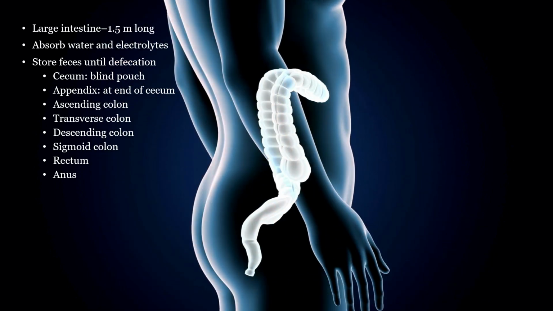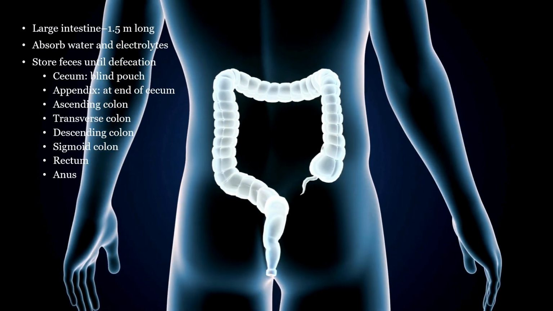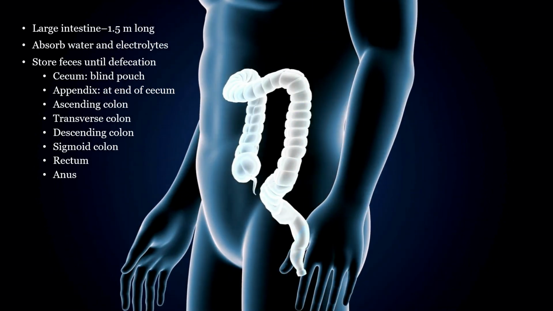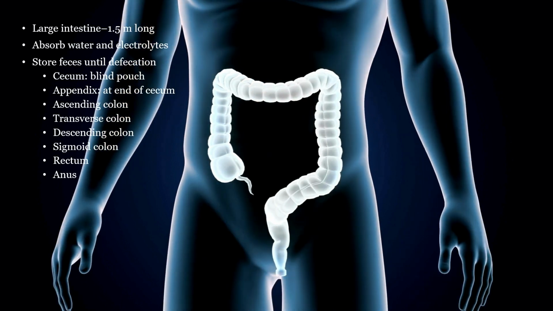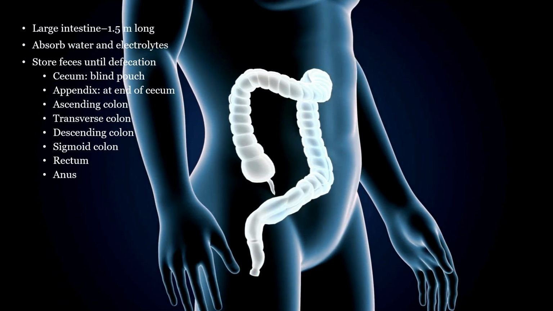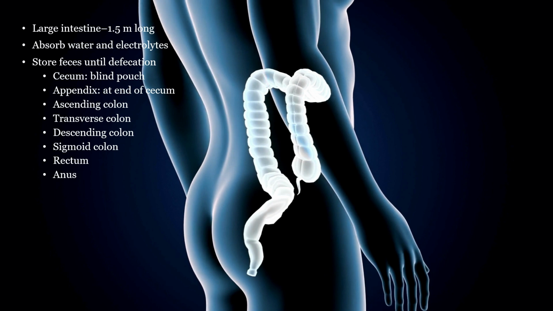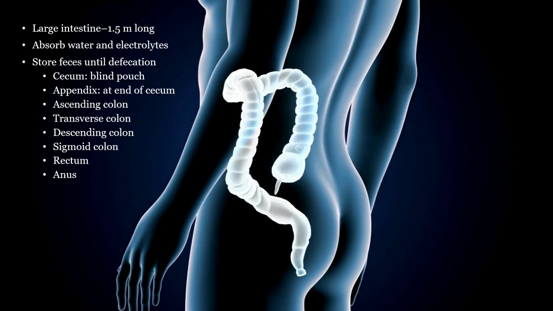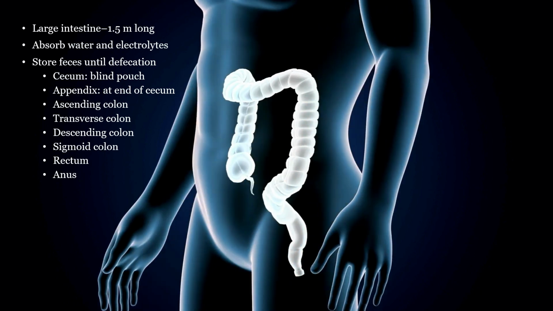The large intestine is not nearly as long as the small intestine and is made up of the cecum, or the blind pouch, which has the appendix, the ascending colon, transverse colon, the descending colon, sigmoid colon, and rectum, and finally the anus. The large intestine is mostly used for the absorption of water and the formation of the stool. It contains haustra, you can see here, which are the ridges.